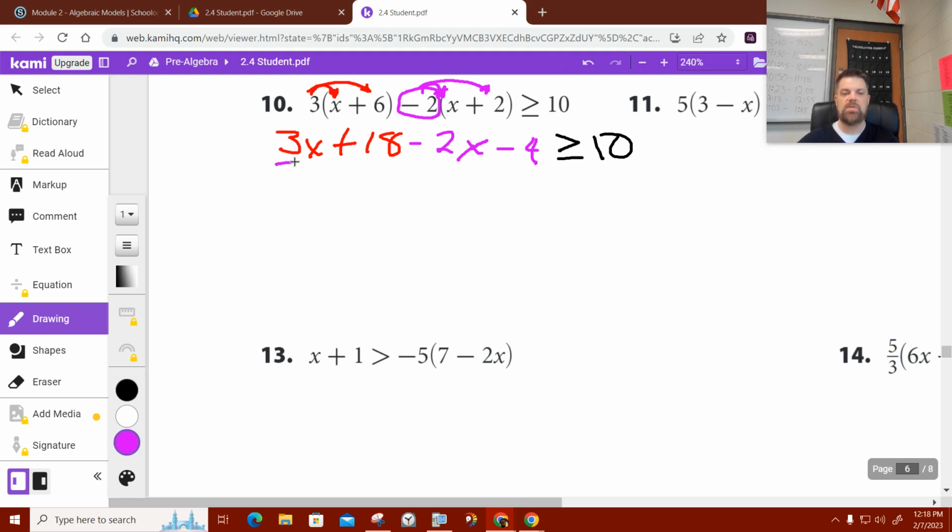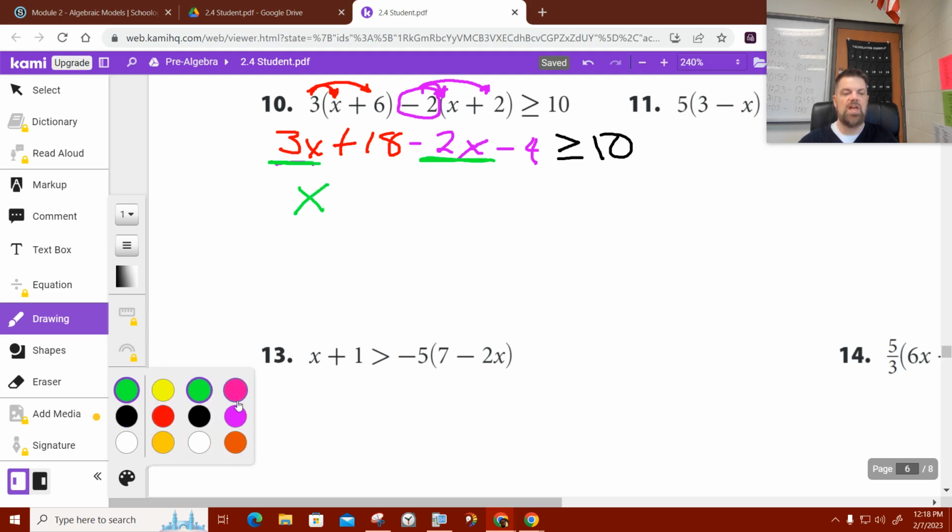What's the fancy word we call that, though? Yeah, we're going to combine like terms. So those two, 3x minus 2x is just x, right? And then we'll do orange. I have never done orange before. This and this are like terms.